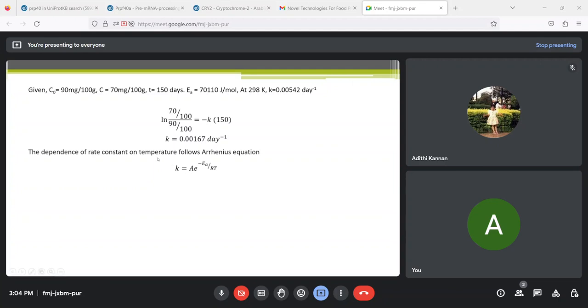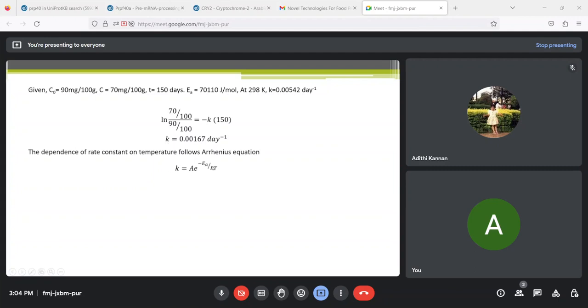So the dependence of rate constant on temperature follows the Arrhenius equation, which can be given as K is equal to A e power minus EA by RT. So A is a constant, EA is the activation energy, R is the universal gas constant, and T is the temperature. So here you can see the rate constant actually depends upon temperature. So as your temperature changes, your rate constant will also change. So what we do is, in order to find out, we know at the storage temperature what is K.